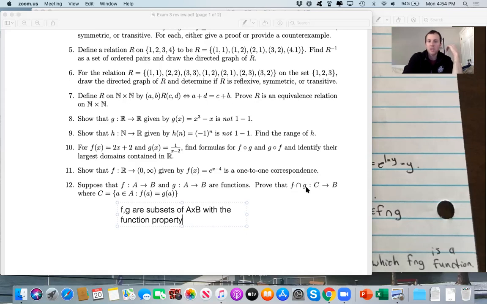So I guess when we intersect them, f intersection g is at least a relation from A to B. F and g are subsets of A times B, so their intersection is also a subset of A times B, so it is a relation from A to B. But we want to show that it's actually a function as long as we use this set C as its domain.